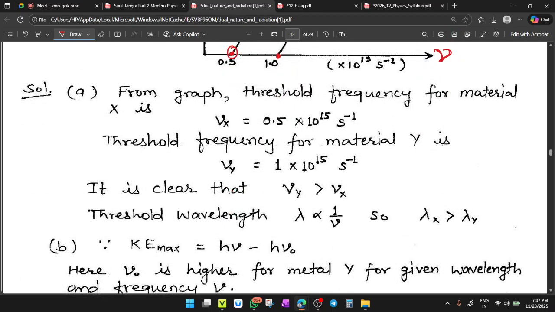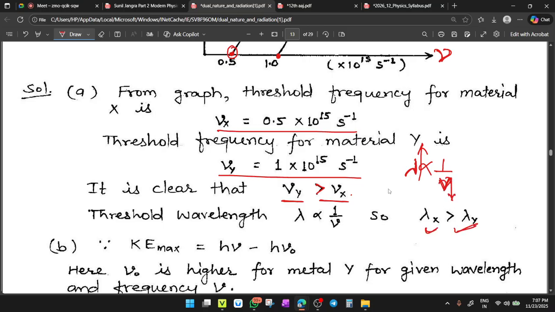So from the graph, the threshold frequency for the first material is this one, and the second is this one. As the frequency of radiation Y is greater than the frequency of radiation X, and we know wavelength is inversely proportional to frequency, for radiation X the wavelength will be maximum because the frequency is lesser here. Clear or not? So lambda X is greater than lambda Y.